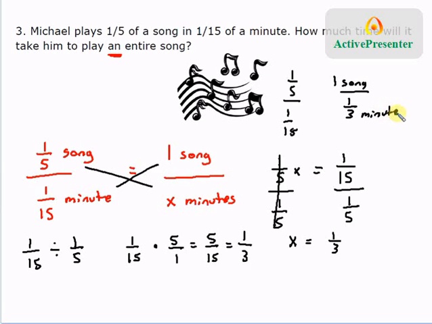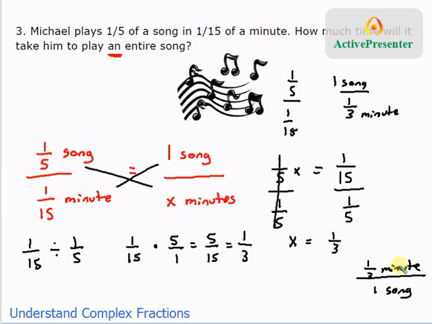Now, it's not really a unit rate until we flip it over, so let's flip it over and say 1/3 of a minute per one song. And there we have it. That is the answer to our question, and that is exactly how we solve our proportions using fractions over fractions.